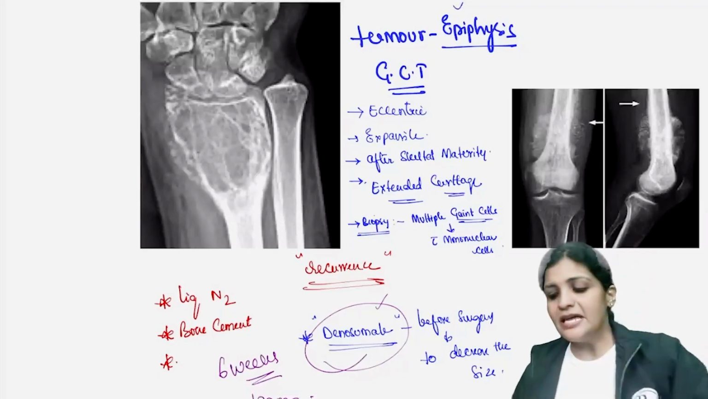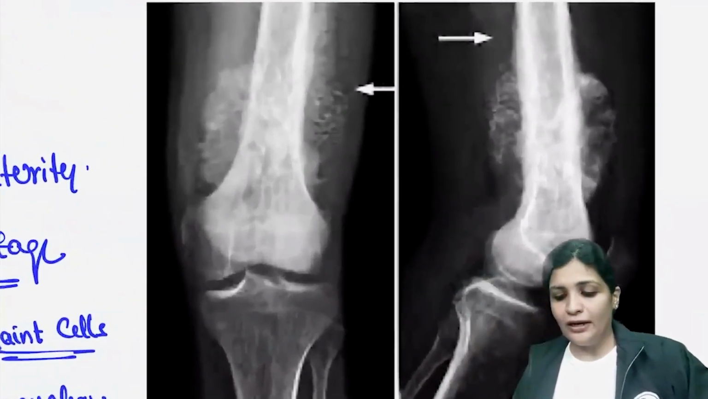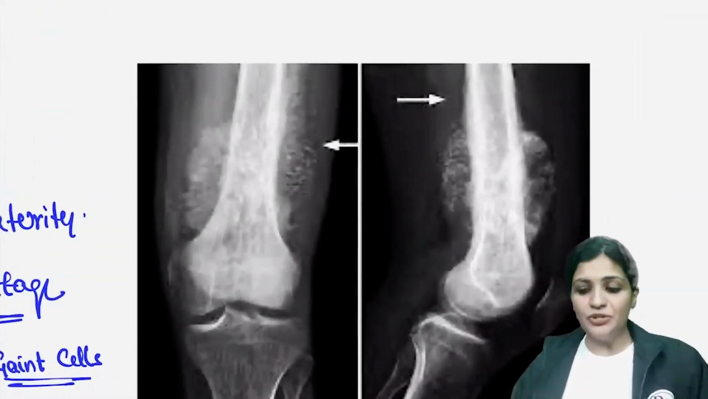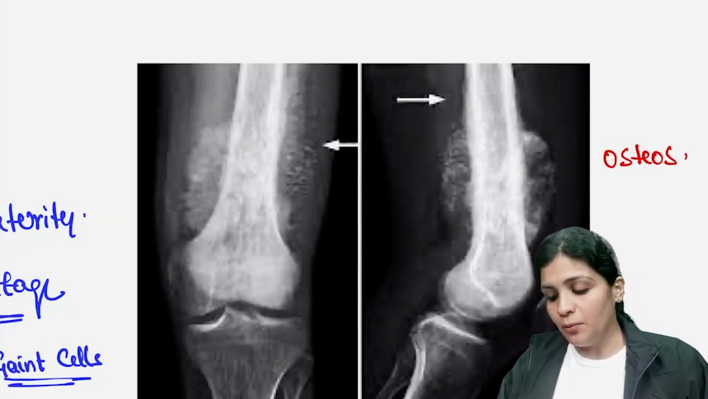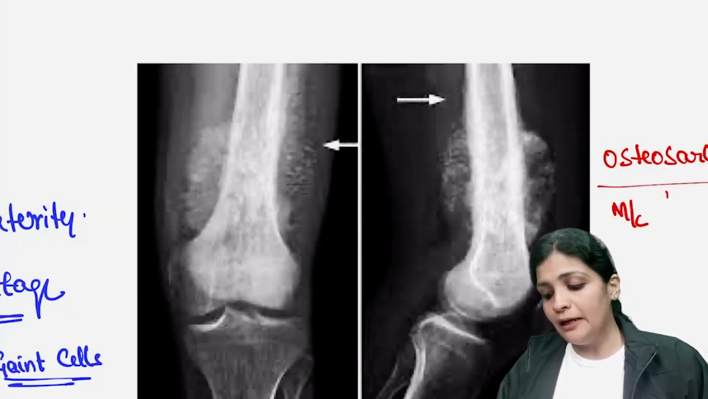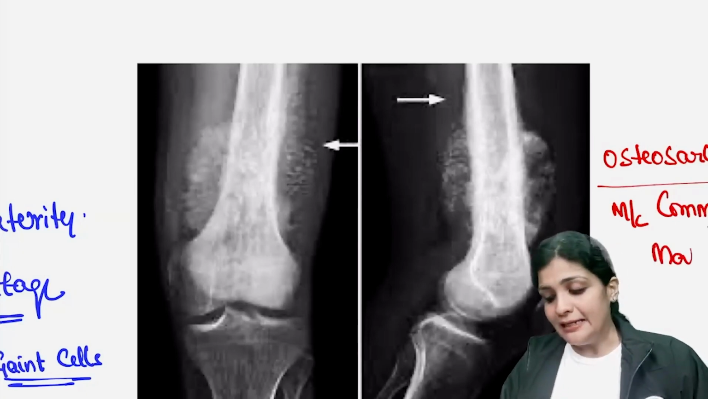Yes, very good. This is the sunburst appearance. It is usually seen in osteosarcoma. So what is this osteosarcoma? Osteosarcoma is supposed to be the most common malignant bone tumor.